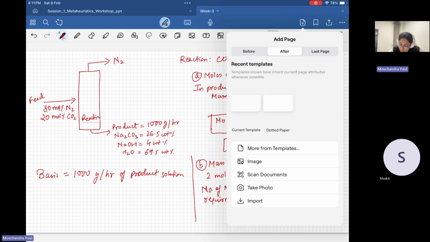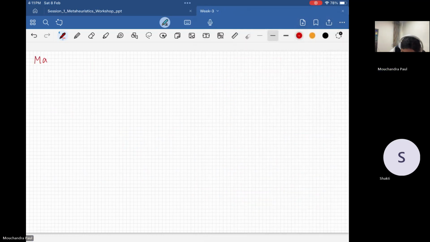So if we then calculate the mass of NaOH required, it will be 5 moles into the molecular weight of NaOH, which is 40. So we need 200 grams of NaOH for this reaction.